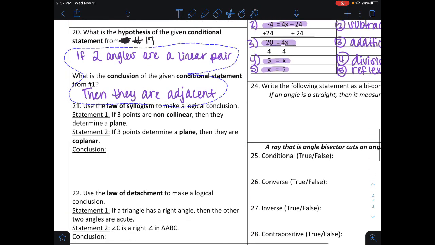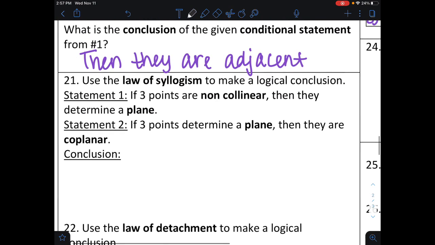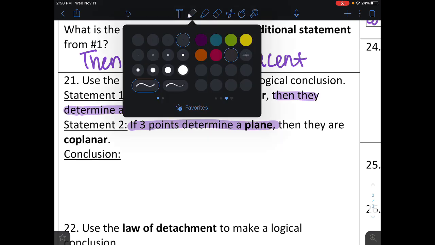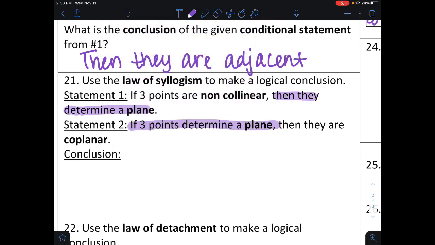All right, number 21, use the law of syllogism to make a logical conclusion. So just like before, the first part says if 3 points are non-collinear, the second part says then they determine a plane. Then it repeats that if 3 points determine a plane, then they are coplanar. So I know it doesn't look exactly the same wording-wise, but it means the same thing. Then they determine a plane. When they say they, they're referring to the 3 points. You know what I'm saying?